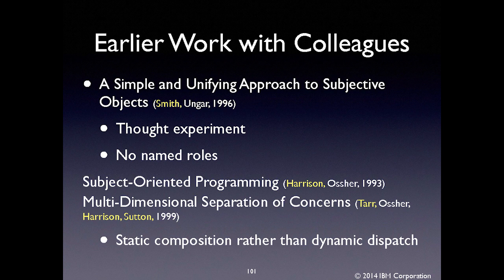Okay. So this didn't come from nowhere. Very few things do. Randy Smith and I did some thinking about subjective objects. We had a language called US, which was just a thought experiment. I didn't have the named roles. A lot of things weren't as well developed. Harold's been thinking about subject-oriented programming in multiple dimensions for a long time too, but it was static rather than dynamic. It didn't have the symmetries that this has.